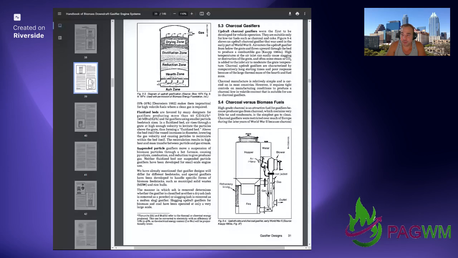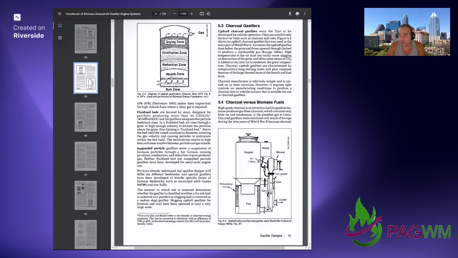Air enters the updraft gasifier from below the grate and flows upward through the bed to produce a combustible gas. High temperatures at the air inlet can easily cause slagging or destruction of the grate, and often some steam or CO2 is added to the inlet air to moderate the grate temperature. Charcoal updraft gasifiers are characterized by comparatively long starting times and poor response because of the large thermal mass of the hearth and fuel zone.